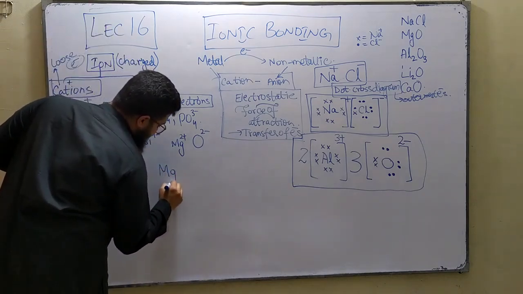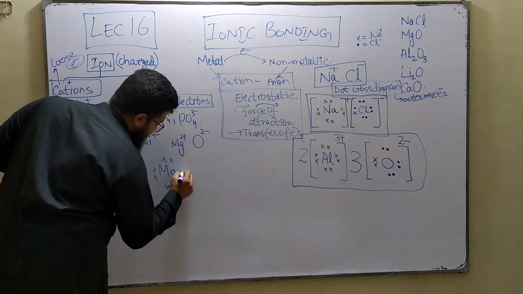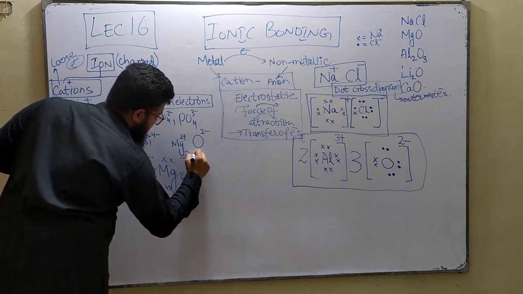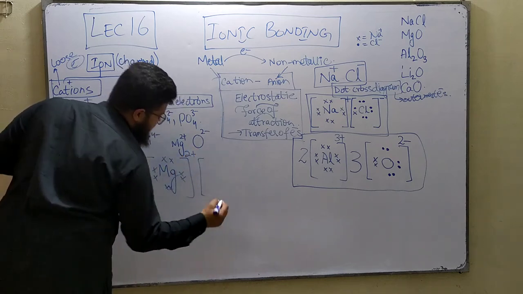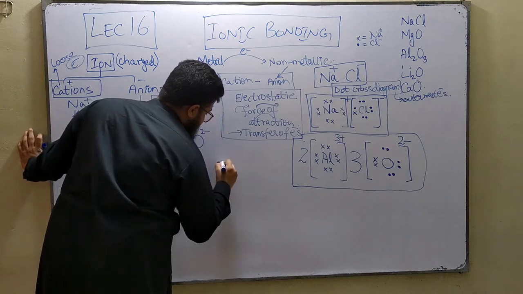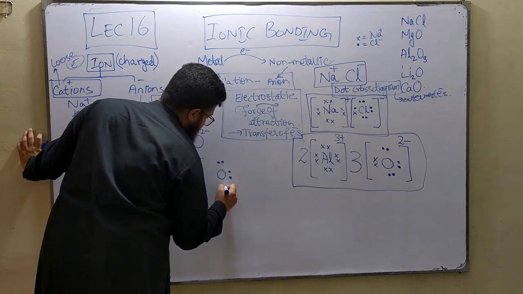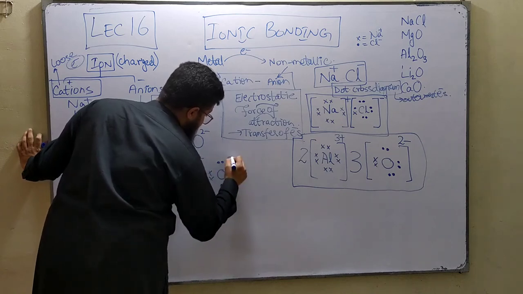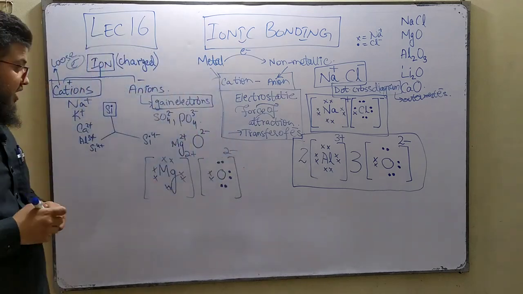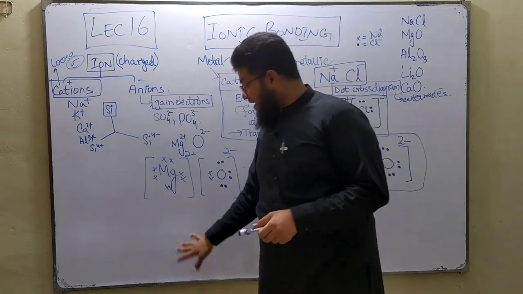This is magnesium. It will of course have its 8 electrons after losing the 2 electrons, place your charge, and then oxygen, just simply draw it out. This is your oxygen. It had the 6 electrons of its own and the 2 electrons it gained from magnesium. Okay, so this is how you're going to draw out the dot cross diagram of magnesium oxide.